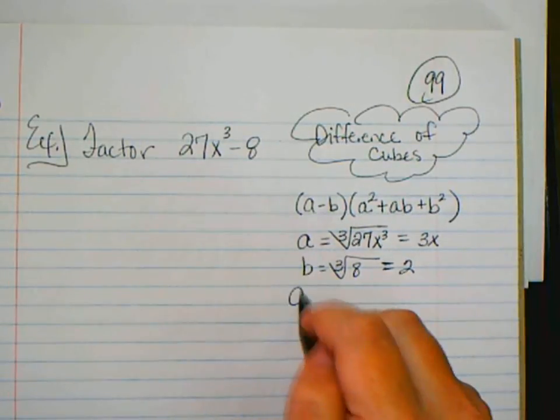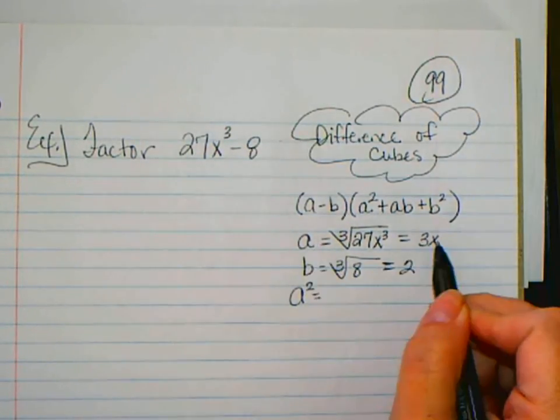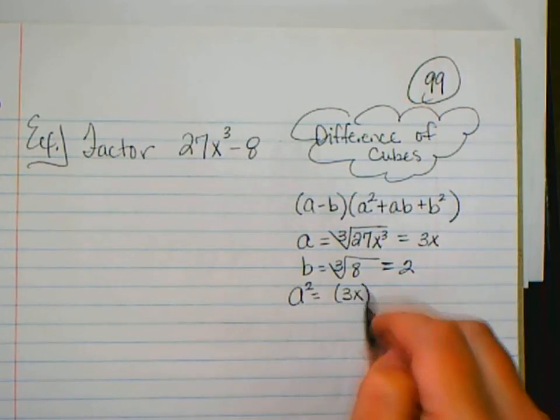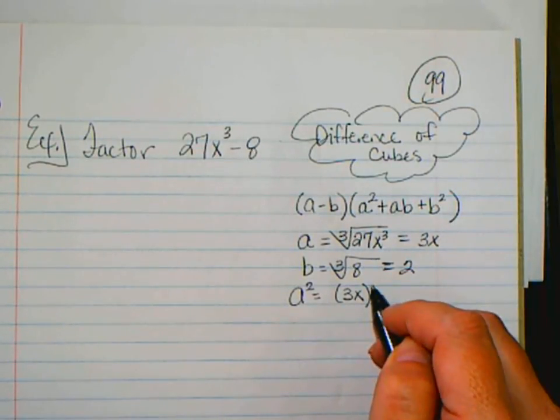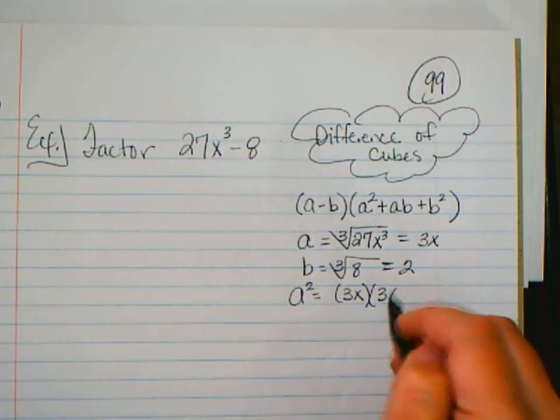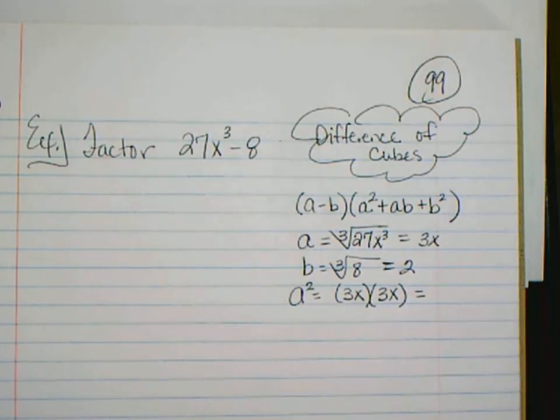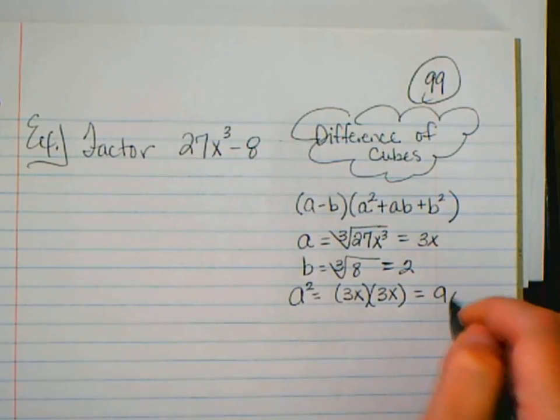Now I need to know what A squared is. So whatever I found for A, square it. I just go ahead and, instead of writing 3x quantity squared, I just write 3x times 3x, but whatever you want to do is fine as long as you get the right answer. And what is 3x times 3x? 9x squared. Good.